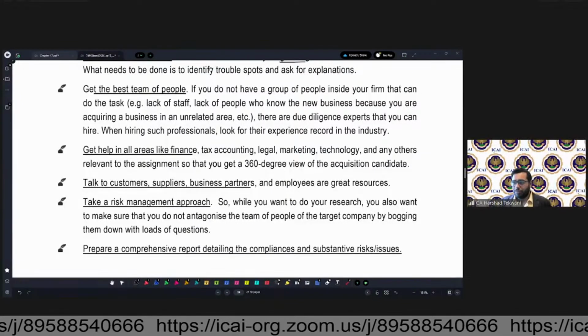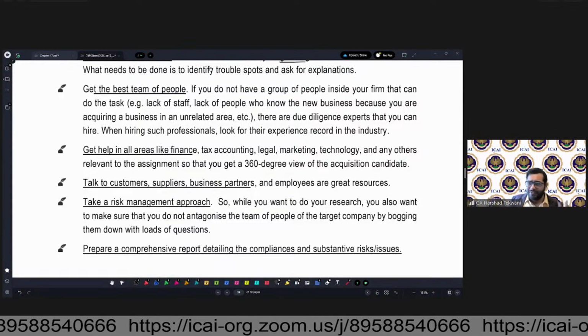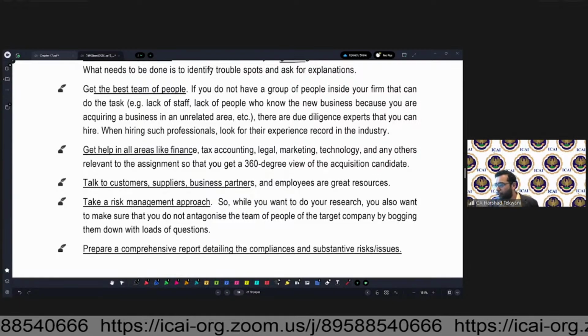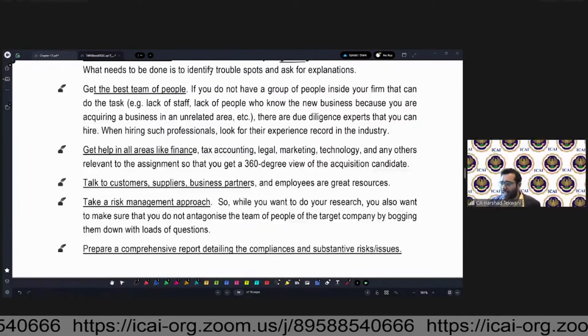Any doubt? Any doubt with the due diligence part, whatever we have discussed till now? So this was all about the due diligence. Any doubt?